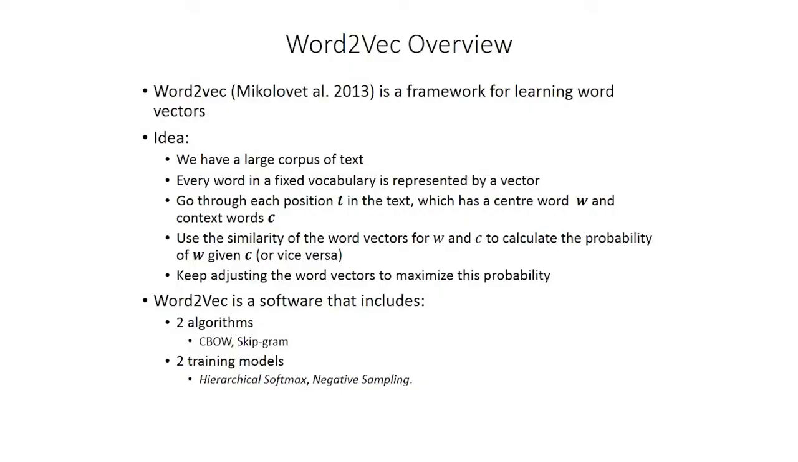Word2vec itself is software which has two algorithms, the continuous bag of words and the skipgram algorithm, and two training methods, hierarchical softmax and negative sampling. This is just there for optimization, because you'll be dealing with a giant matrix. So I'm not going to look at these ones. I'm just going to concentrate on the continuous bag of words and the skipgram.